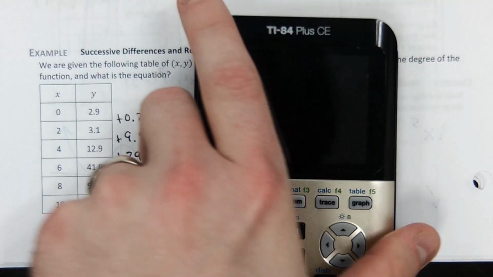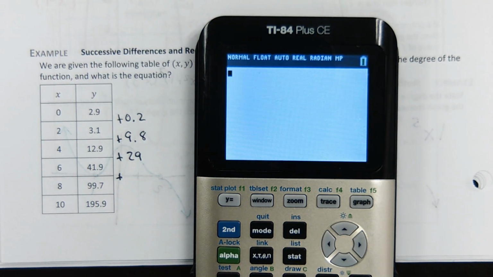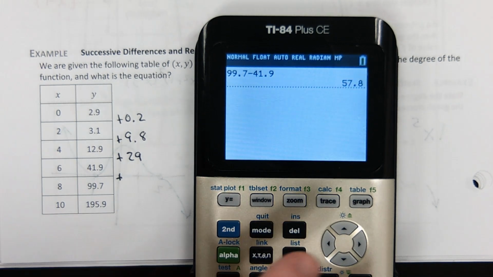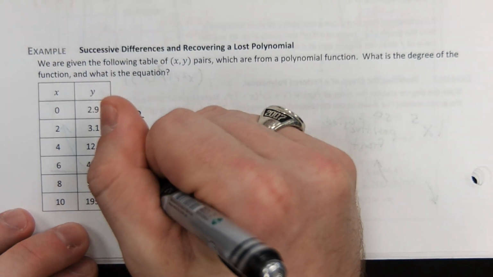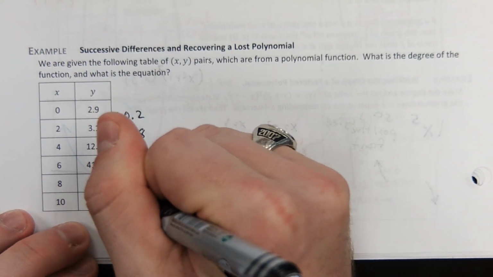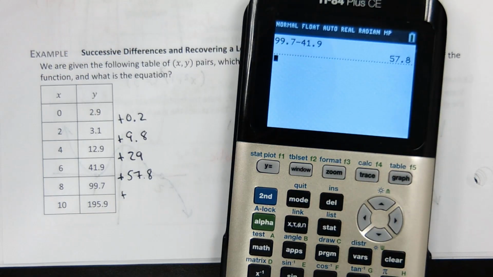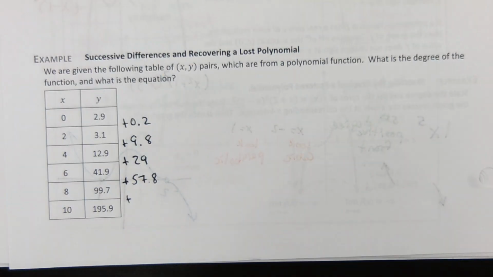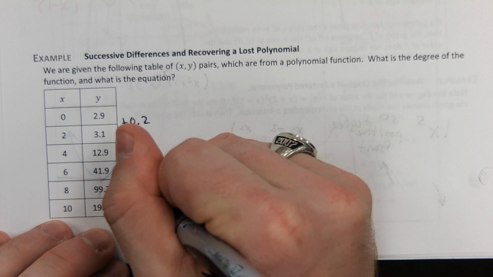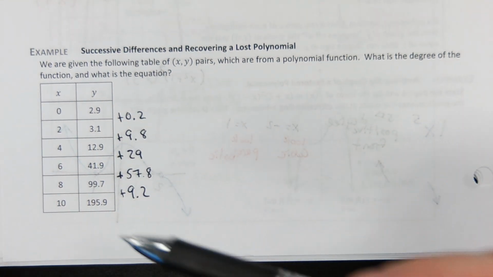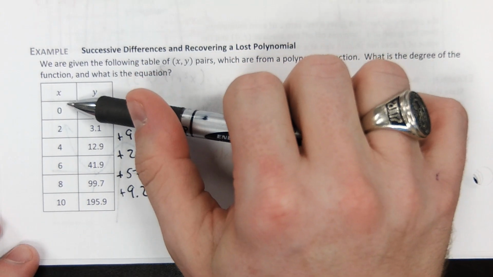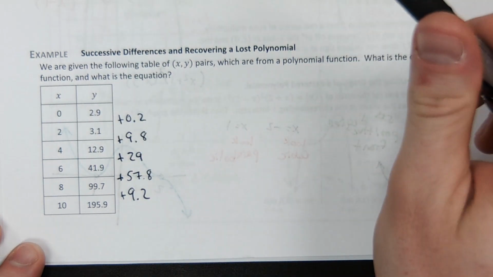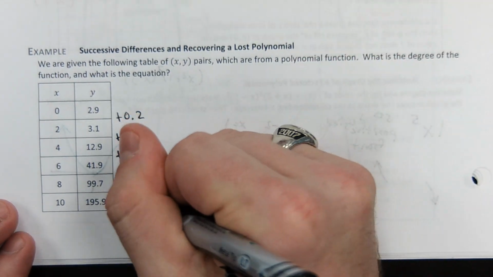I'm just going to go faster on a calculator. 99.7 minus 41.9 is plus 57.8. Big numbers. And lastly, again it'll be faster on a calculator, 195.9 minus 99.7 is 96.2. Clearly, this is not linear. Sorry, 96.2, I forgot the 6.